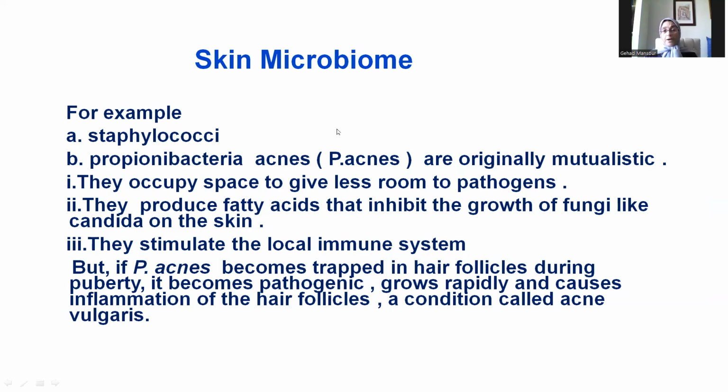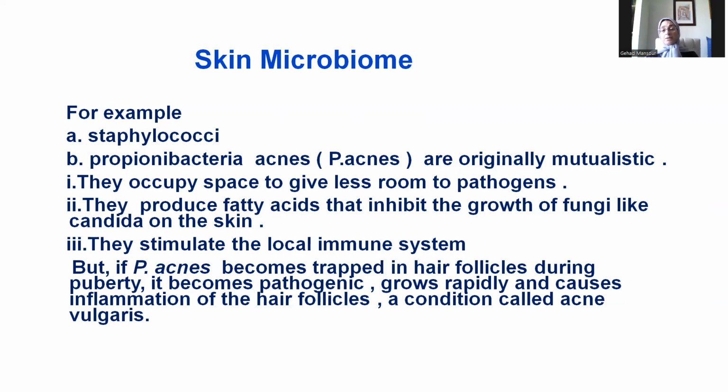So again, if I ever ask you, why do we consider P. acnes mutualistic? Don't forget to mention what they take from us. They take food and shelter from us, and in exchange, they occupy space. They produce fatty acids to inhibit the growth of fungi like Candida albicans, which is a unicellular fungus, and they stimulate the local immune system, as we said before, by cross-reactivity and by microbial antagonism, and they teach the immune system not to attack them, but to attack the pathogens only.